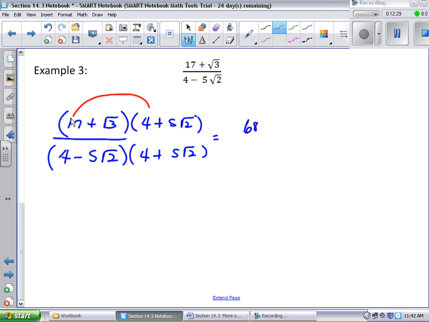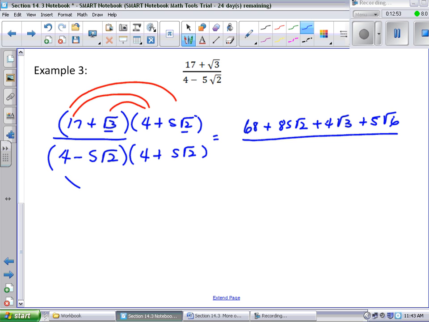The outside would give me 17 times 5, which is 85 square roots of 2. The inside would give me plus 4 square roots of 3. And the last would give me plus 5 square roots of 6.